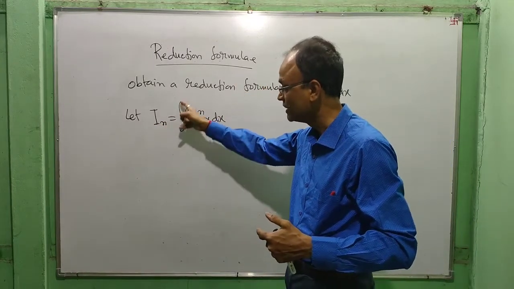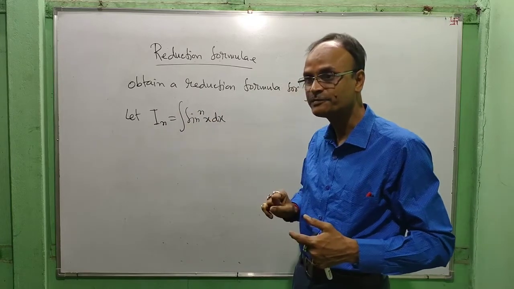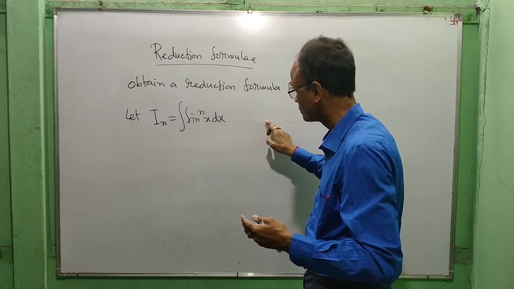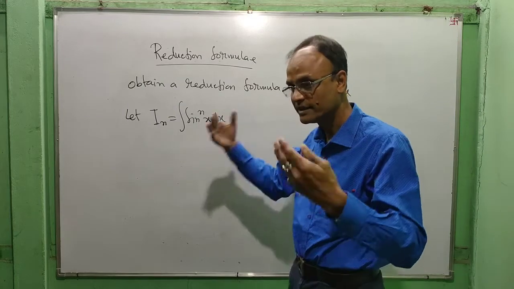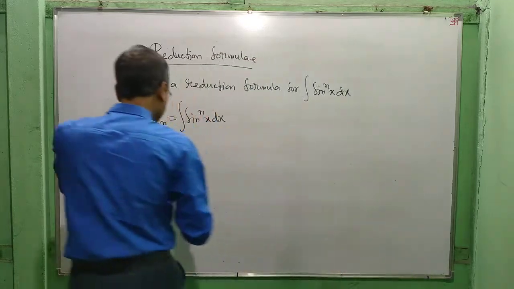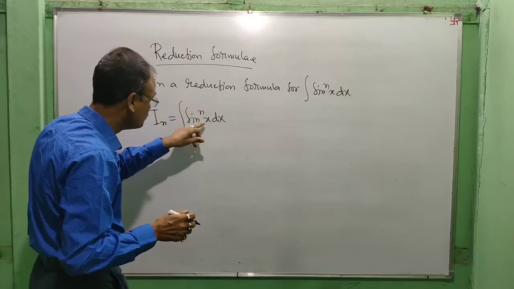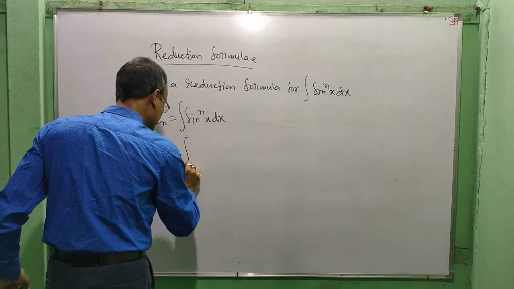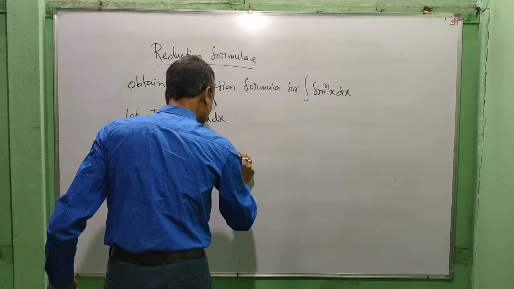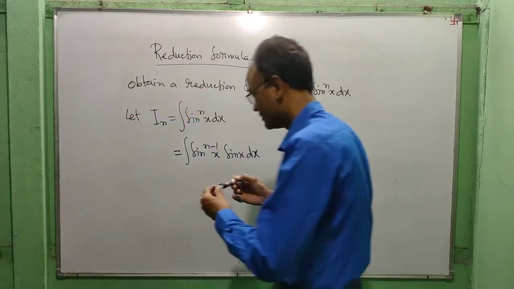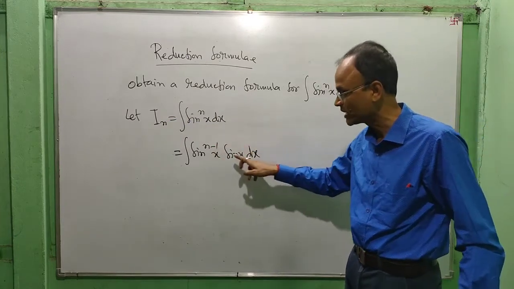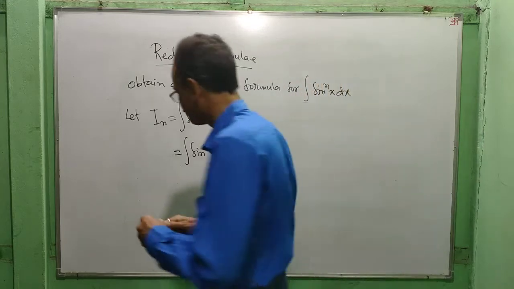I_5, what will be I_5? It equals integration sin^5 x dx. To calculate this, we shall apply the reduction formula. Let us see. I_n equals integration sin^n x dx. This integration can be written as sin^(n-1) x into sin x dx.